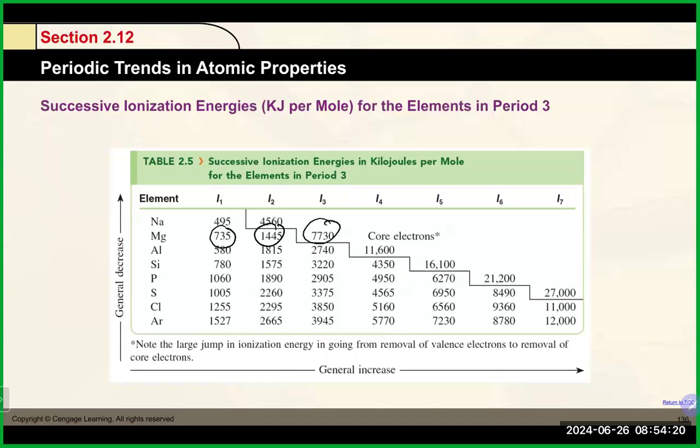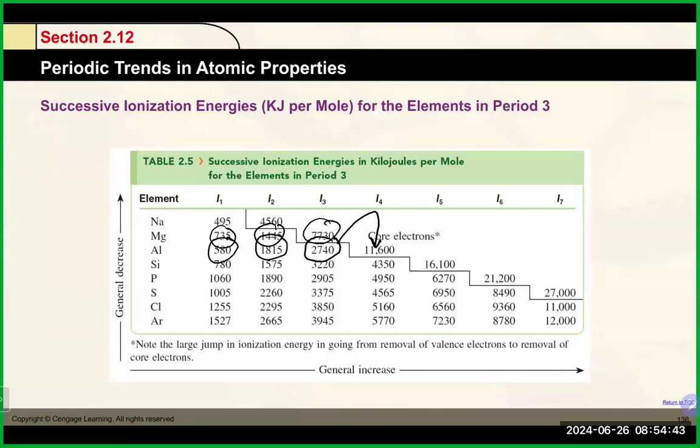Same thing with aluminum. Aluminum's group 3. It has a +3 charge. To remove the first one, not too bad. The second one jumps. The third one jumps, but now you can see the giant jump after you get rid of the third valence electron. It goes from like 2,700 to like 11,000. Not going to happen again. This is why something like aluminum will also have a fixed charge.